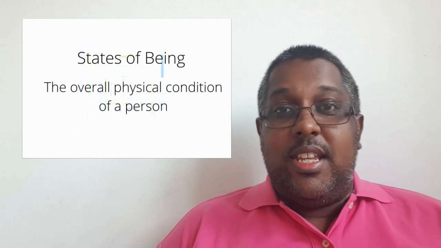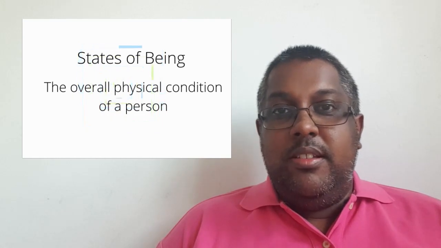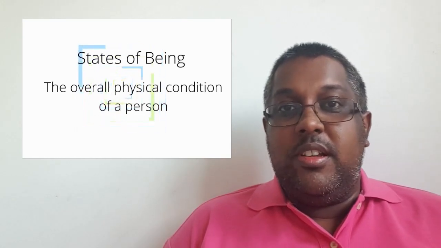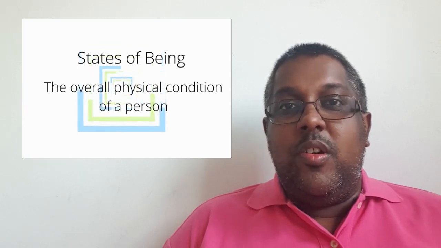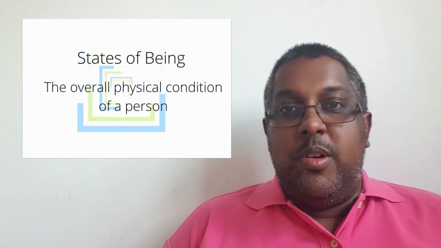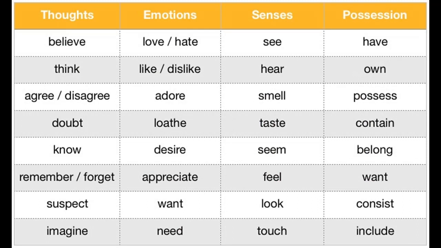What does states of being mean? States of being talks about the physical condition of people, places, animals, or things. So we have verbs that describe the states of being. Here are some examples of states of being verbs, or otherwise known as stative verbs. We will discuss these verbs in a later lesson.